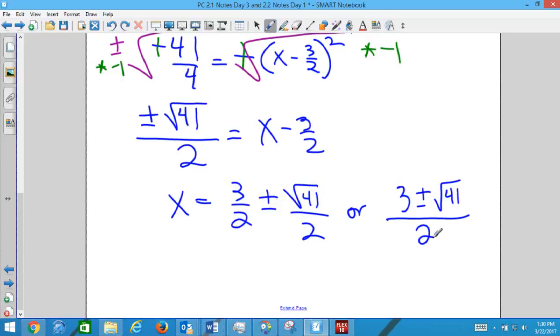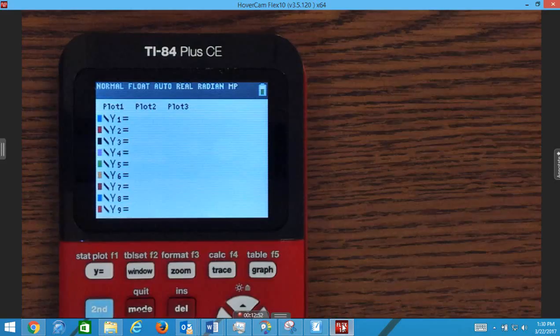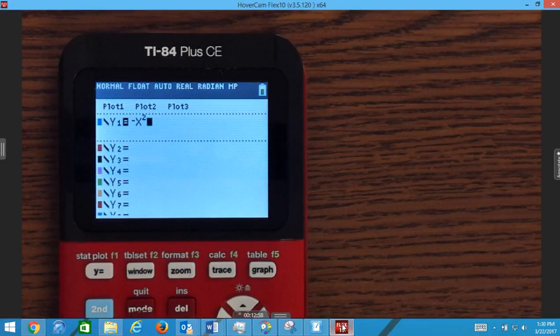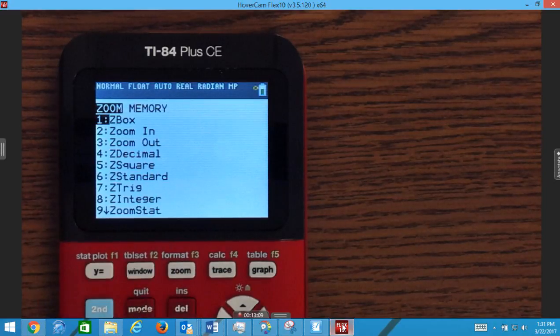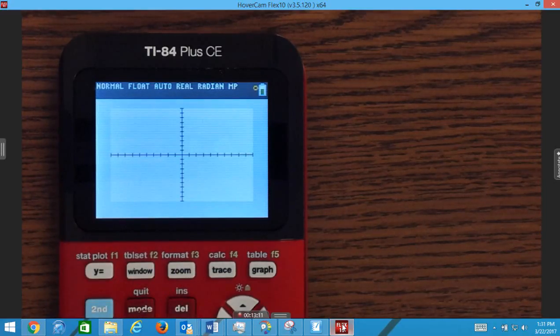So go ahead and type in the original question, not the vertex one, but the very original question, which was negative x squared plus 3x plus 8, right? Was that the original one? Okay. And when you hit graph, if your graph is not all pretty and centered, you can hit zoom 6 to make it look the same as mine.